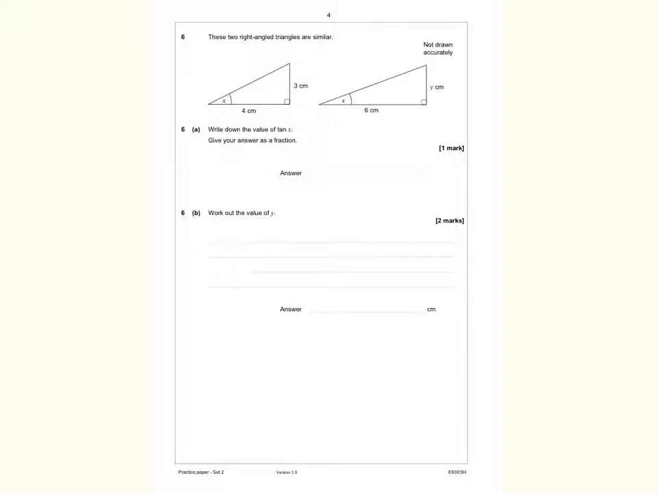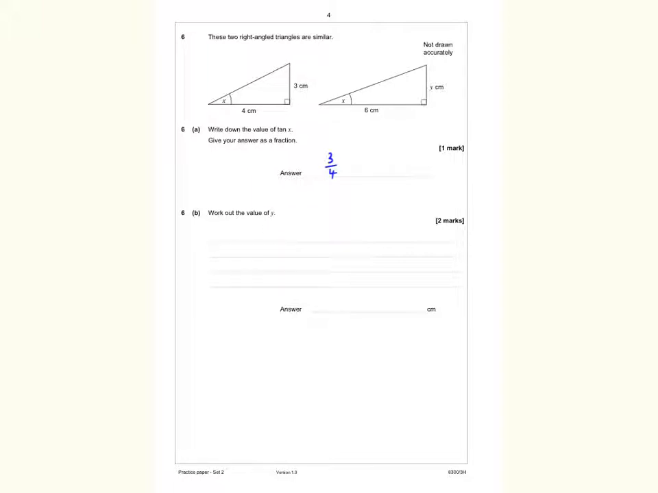Now they have the same value, so 3/4 is actually equal to y/6 in this case, and making that equation can help you find what y is. Now that's a very important realization that you need to make for much harder questions actually. So for this question, we've got write down the value of tan x, and that is 3/4. Okay, obviously we can't use this because we don't know the value of y yet. So we've got 3/4, and that's simplified. Question B now, work out the value of y.